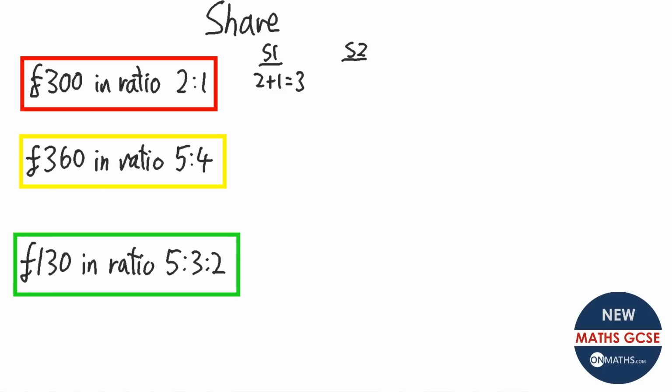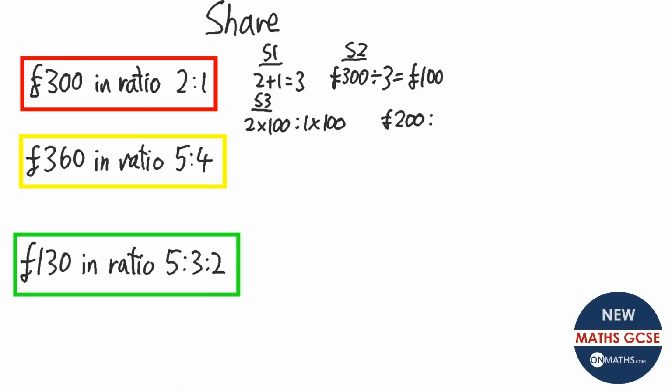Step 2 is find out how much each of those parts are worth. So we get our £300. We divide it by 3 because there's 3 parts. So each part is worth £100. And then step 3 is just times each side of the ratio by that amount. So I'm going to do 2 times 100, which is £200, and 1 times 100, which is obviously just £100. So on the left hand side we've got £200, and on the right hand side we've got £100.